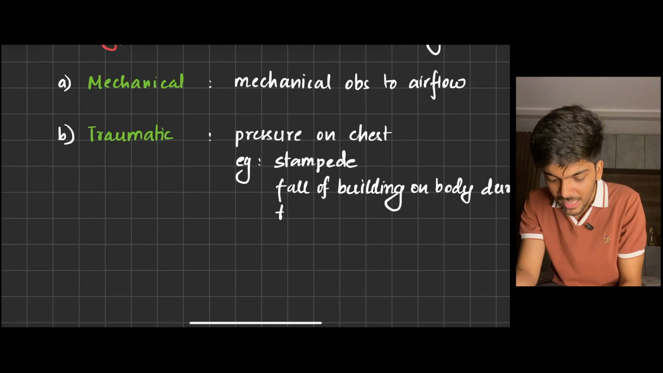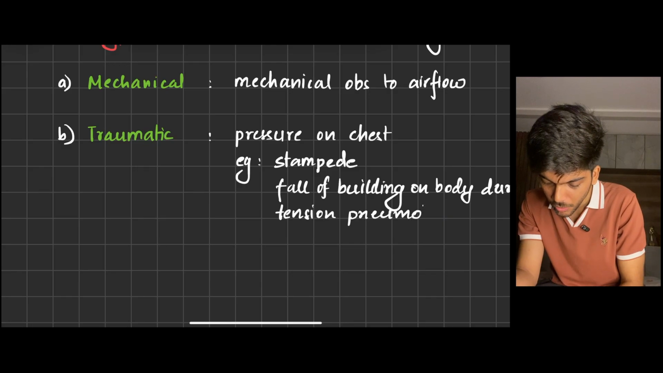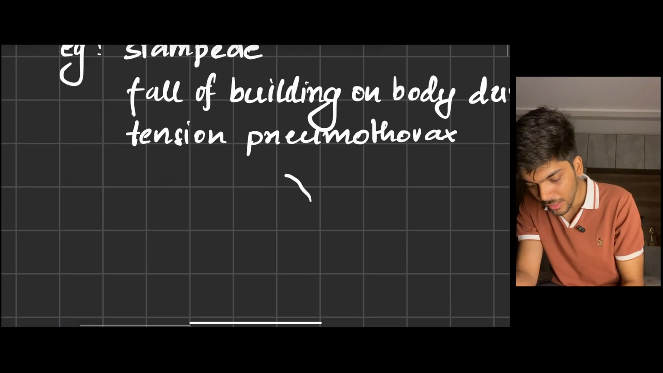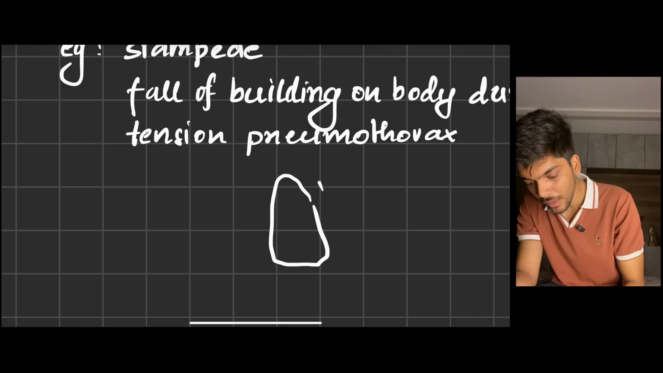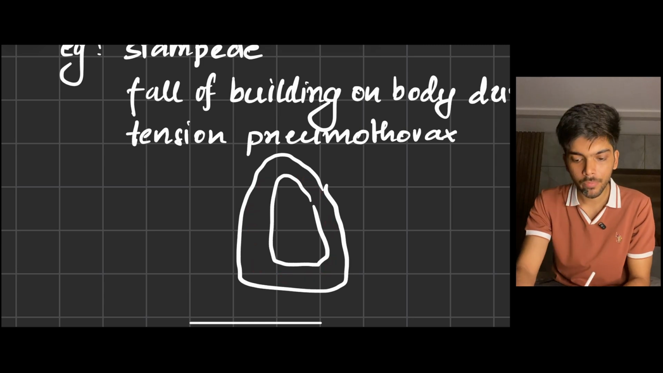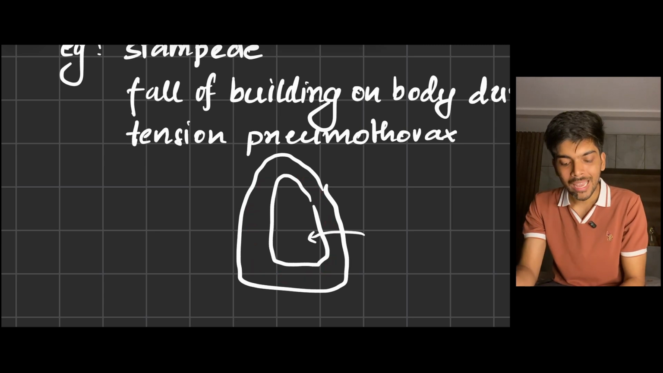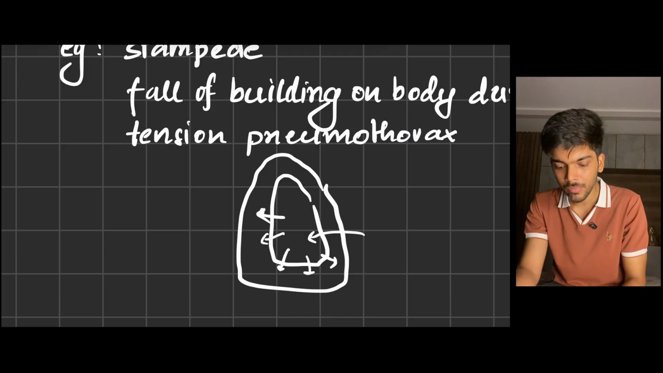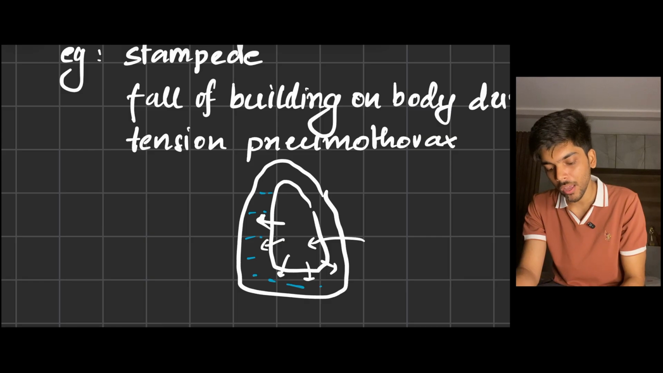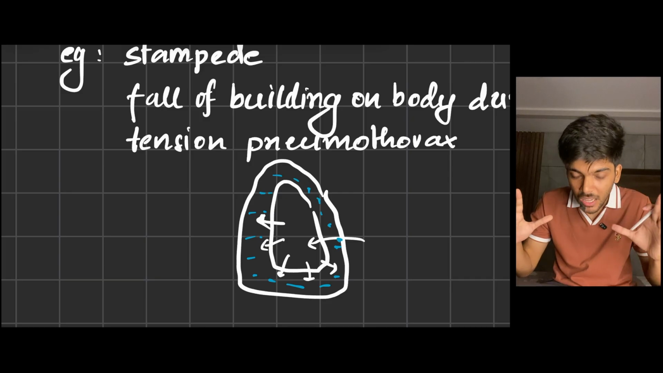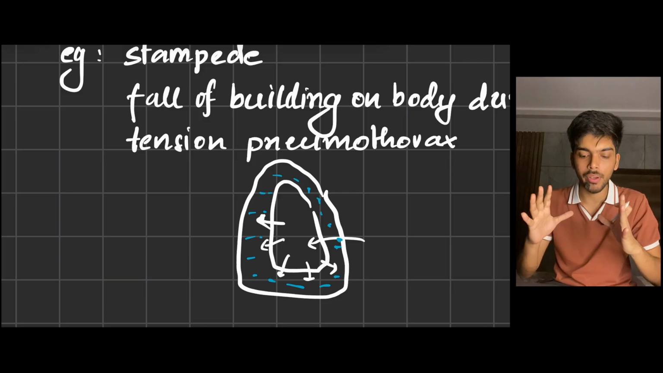Another is tension pneumothorax. What is tension pneumothorax? See, in tension pneumothorax, here's your lung, here's the pleura around the lung, and then in between is the pleural cavity. Due to trauma to the lung, the air from inside the lung escapes into the pleural cavity. As a result, the pleural cavity is now filled with air. This air does two things. Number one, it compresses the lung. As a result, the lung is unable to expand.